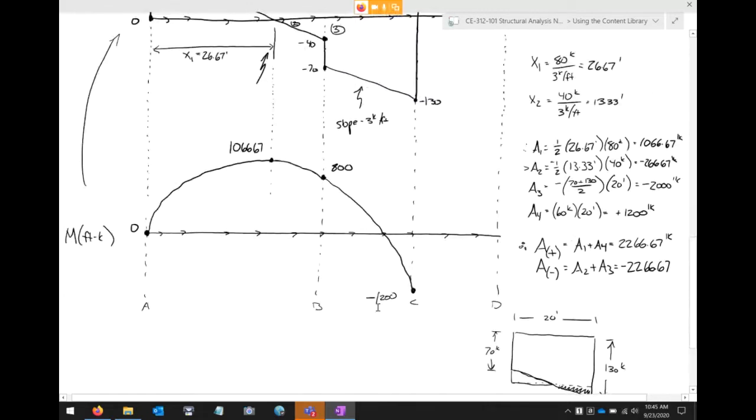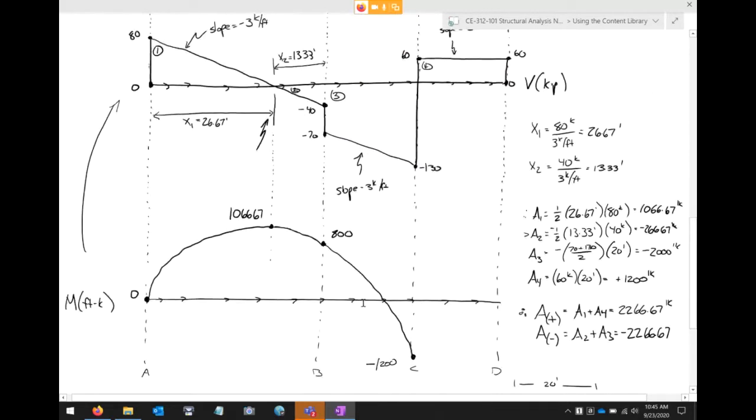Now, the last thing is what happens between C and D. I'm at negative 1200, and I'm going to jump up 1200 to 0. So I am going to get back to 0. What's that going to look like?